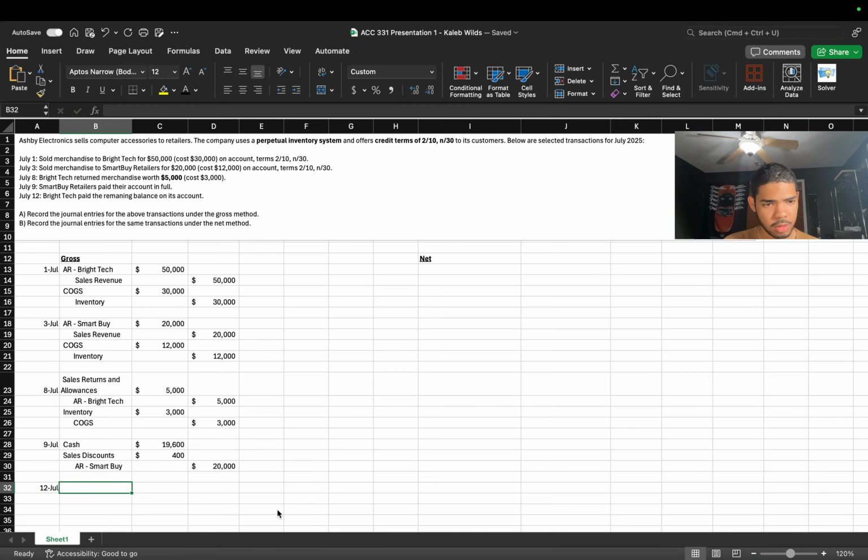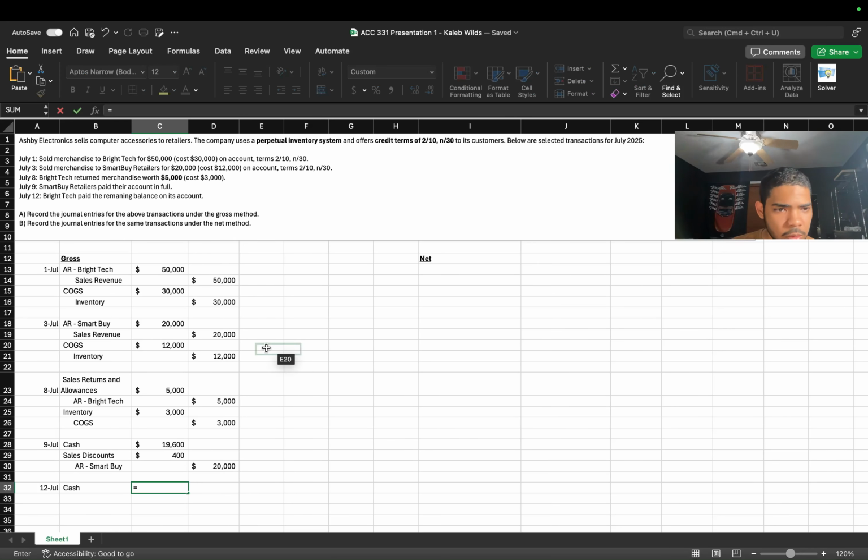So then July 12th, BrightTech pays the remaining balance on their account. However, BrightTech bought on July 1st. They are not paying within the 10-day discount period, so this is going to be a straight up one-for-one journal entry. Again, they are paying cash. They owed $50,000. Sorry, no, not $50,000.